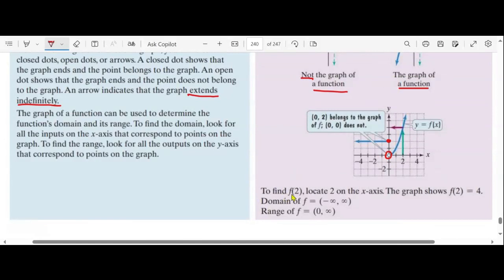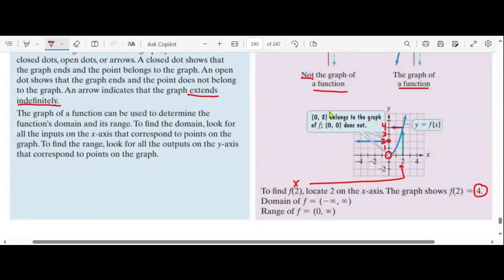So if I say find f of 2, where is f of 2? How much is x? It's 2, right? So I go to 2 here, see? If you go to 2 here, how much is y? If this starts 1, 2, 3, 4, how much is y in this case? Is going to be how much? 4, very good.